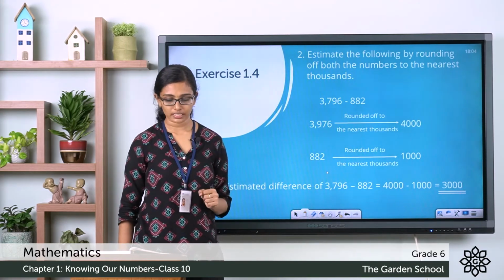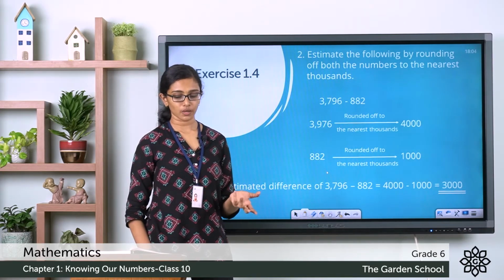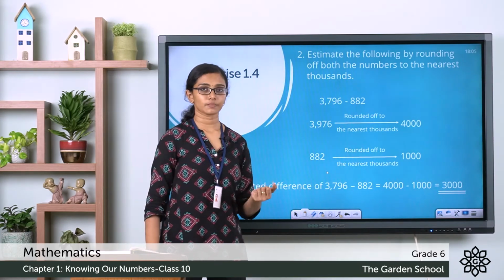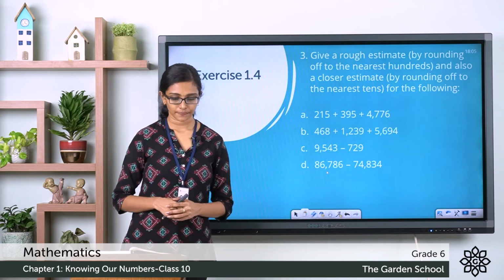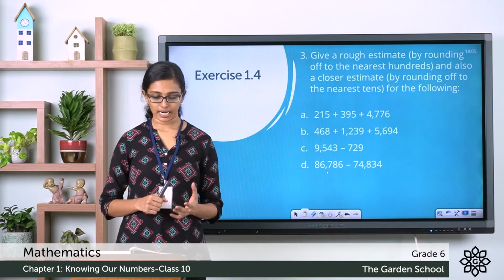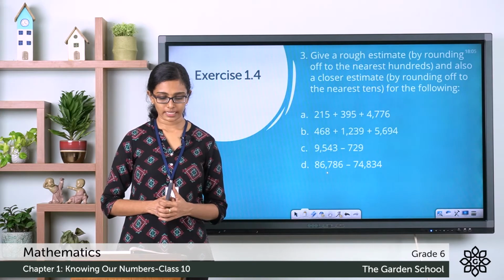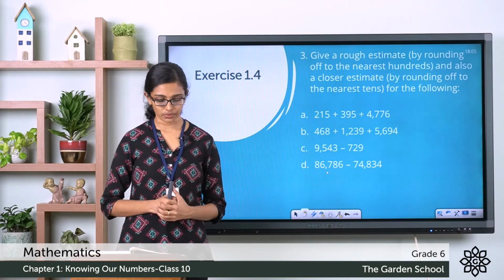There is one more question, question D, which one is about addition. You have to round off those two numbers also to the nearest thousands and then find the estimated sum. Let's see the third question. Give a rough estimate by rounding off to the nearest hundreds and also a closer estimate by rounding off to the nearest tens for the following. And you have a set of 4 questions there also.